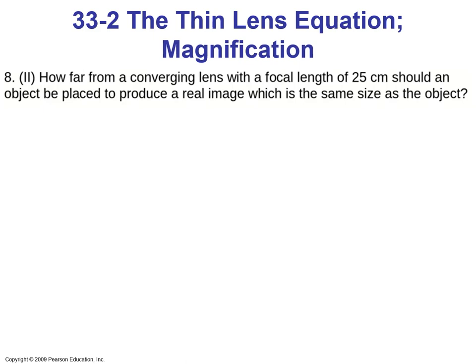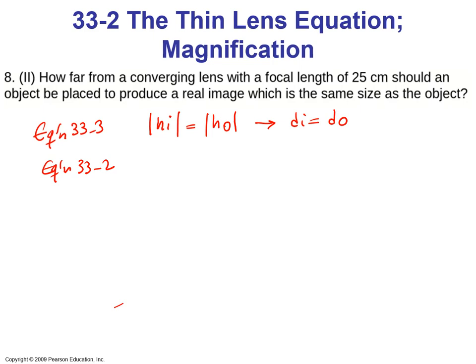So, from equation 33-3, h, the height of the image, we are being asked to be equal to the height of the object, and this is happening when the distance of the object is equal to the distance of the image. So the distance of the image is equal to the distance of the object. So we can use equation 33-2, the lens equation, and solve for DO.